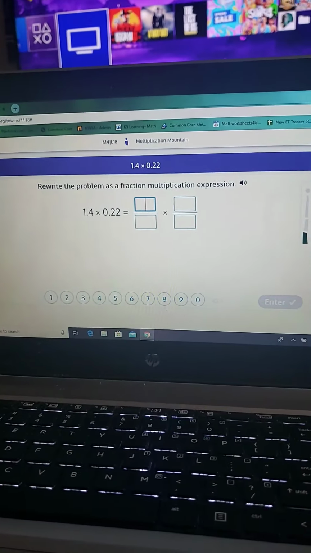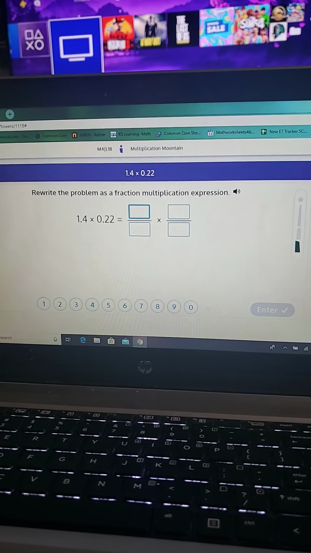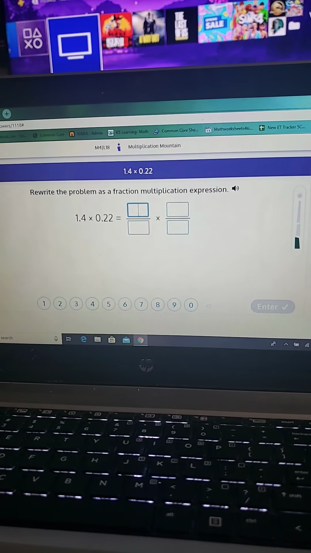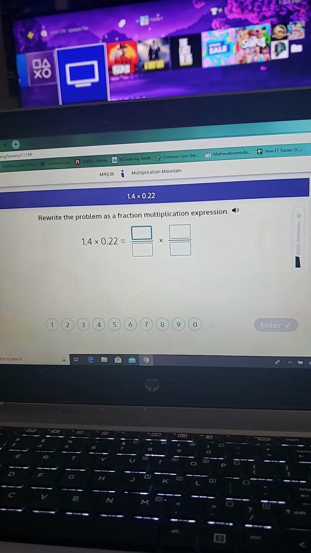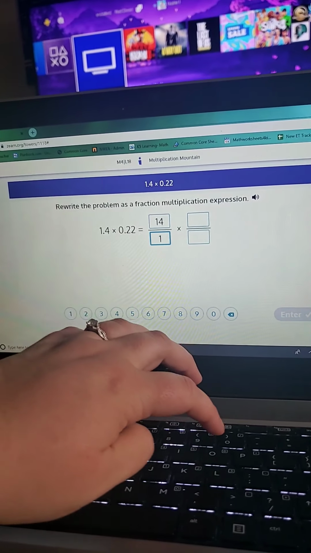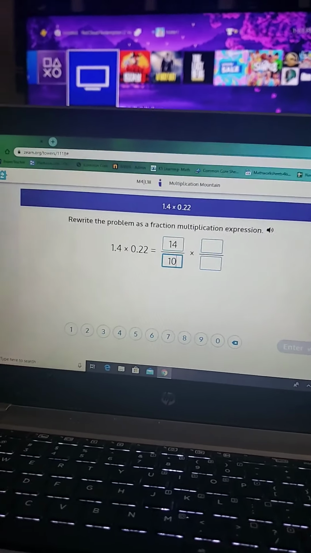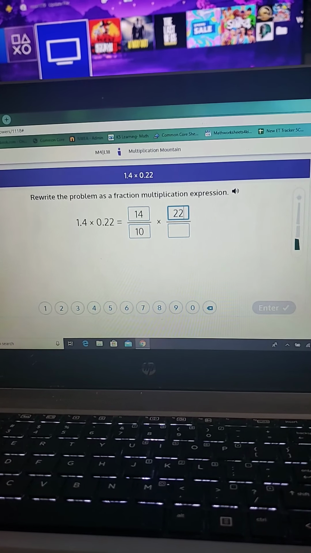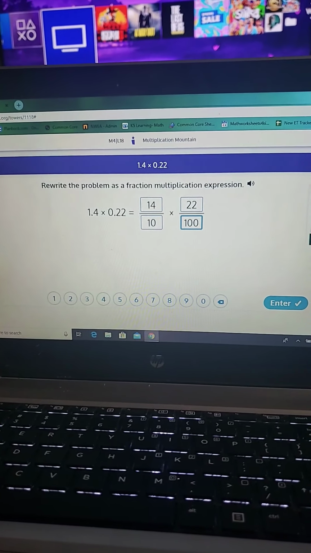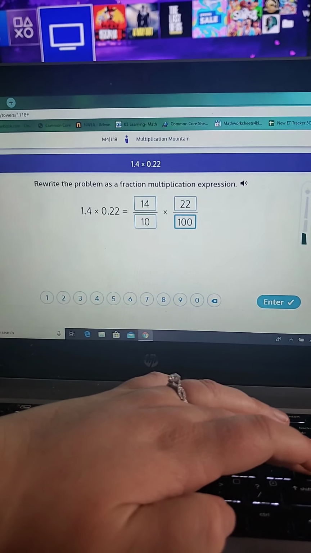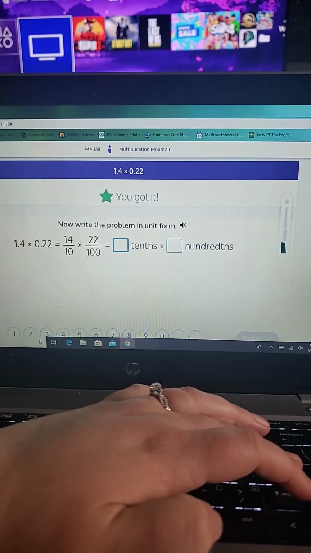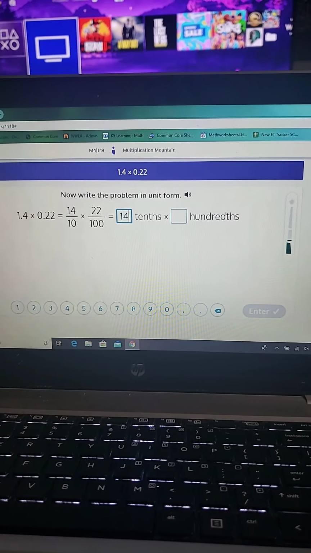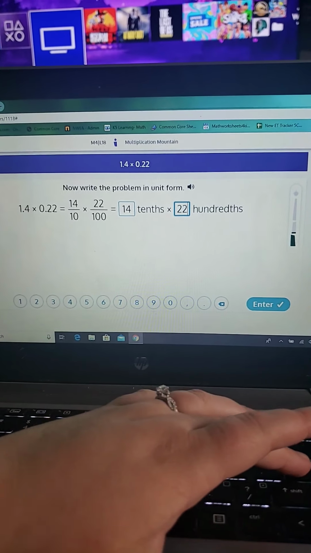All right, we want to change 1.4 times 0.22 as a fraction. So we're going to have 1.4 first. We're going to look at that first. That's going to be 14 over 10 because there's only one number behind that decimal. Now we're going to look at 0.22. That's 22 over 100 because there's 2 numbers behind that decimal. Once again, you're going to put whatever your numerators are in these boxes. So I have 14 and 22. Whatever yours are, just copy that down.